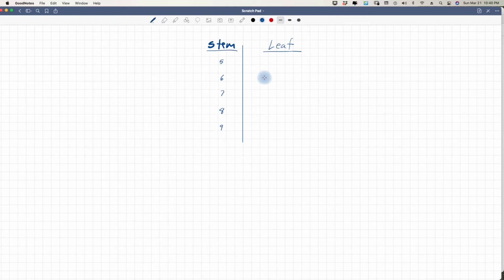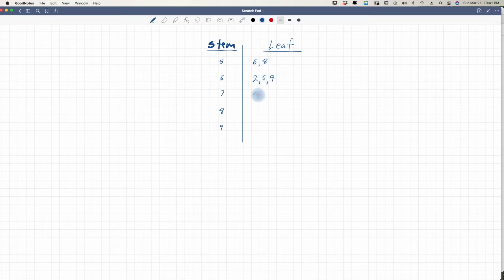So my scores in this class are crazy. They're off the chart. I have everything from 56 to a 96. So I go through my scores and I'm writing them down. And every time I see a 50, I'm going to put the ones place under my leaf. So I see a 56 and I see a 58, right? Then I see a 62 and I see a 65 and a 69.